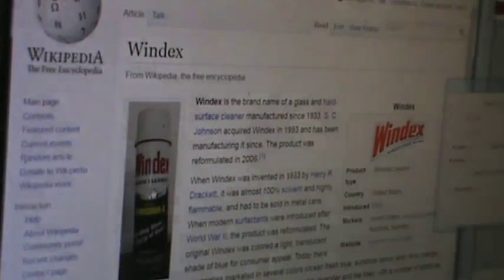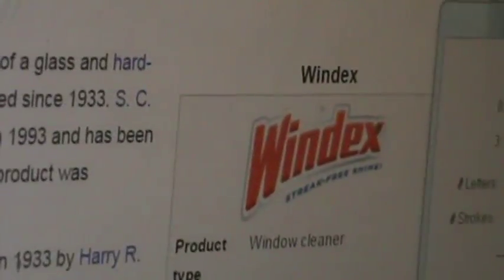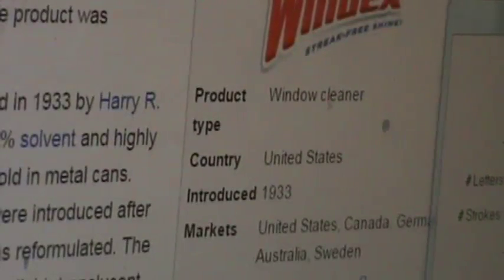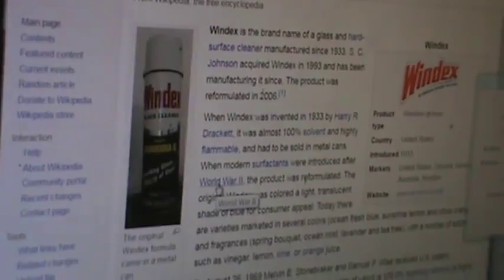I just want to get a few more gems on Windex and how big Windex is, because that was fun solving Windex for Father. Oh, look how old it is. Since 1933. Wow, so here we are, how many years later? 67 plus 16, 83 years later. 83 years later, folks. Introduced 1933. Here we are, 83 years later, solving Windex for the glory of the Father.